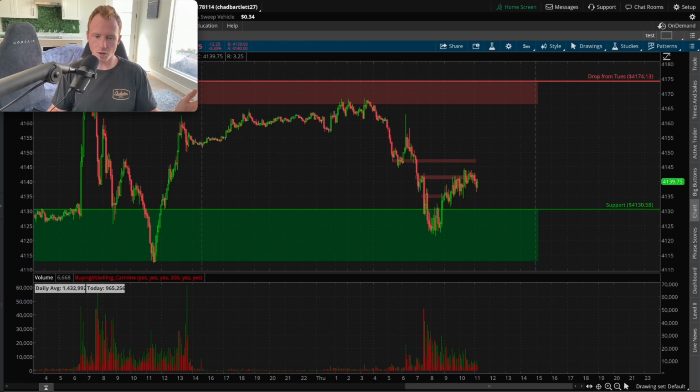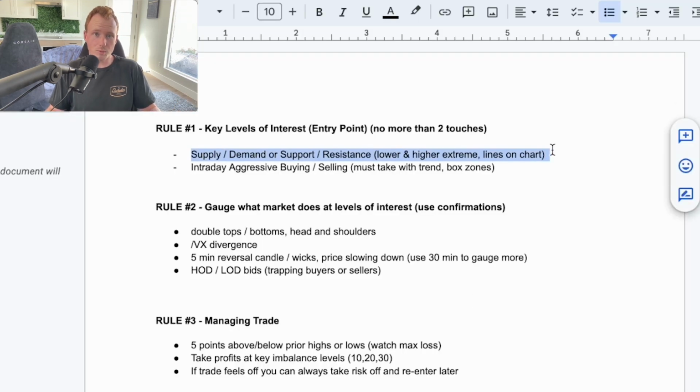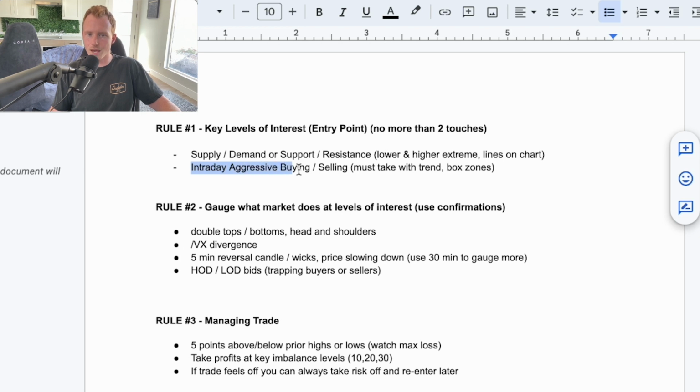Now, sometimes what will happen, if I go back here, price will be stuck in the middle of the range, or maybe I just want to take a trade when we're not at the extreme. Then I'll be looking for more intraday aggressive buying and selling.